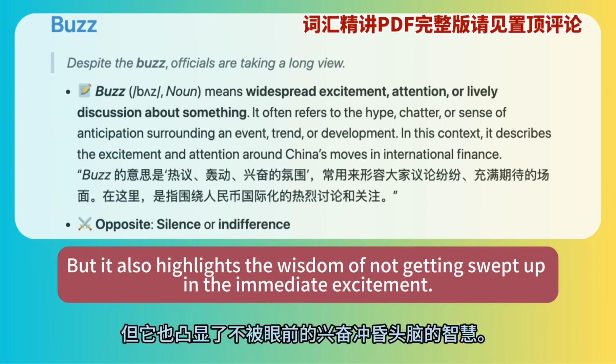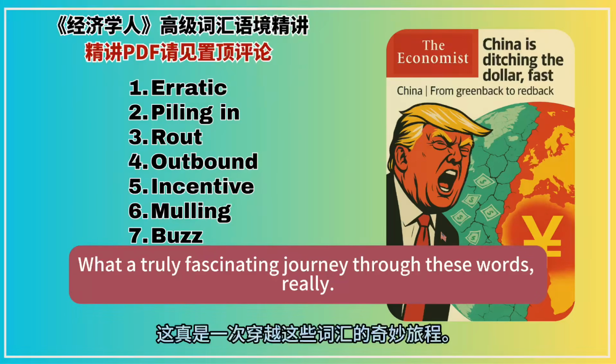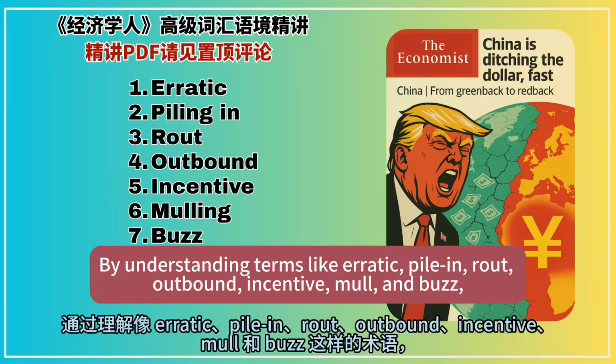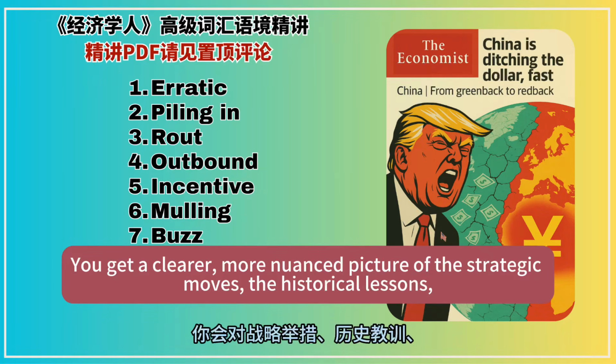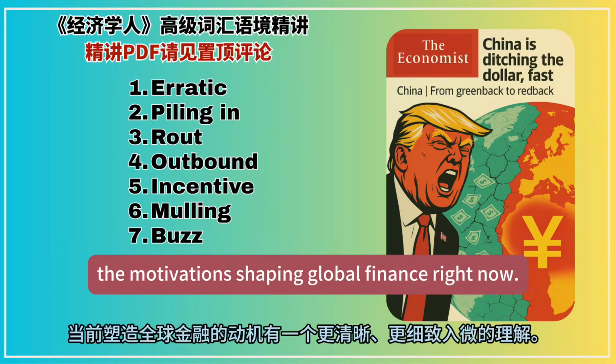in the immediate excitement. What a truly fascinating journey through these words, really. By understanding terms like erratic, pile-in, route, outbound, incentive, mull, and buzz, you gain so much more than just a dictionary definition, don't you? You get a clearer, more nuanced picture of the strategic moves, the historical lessons, the motivations shaping global finance right now.